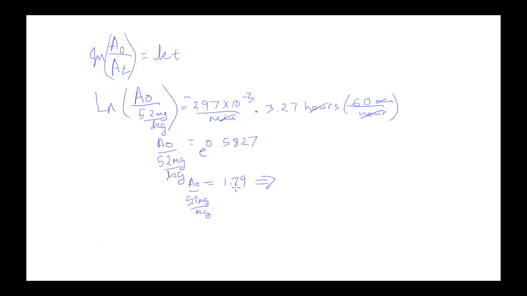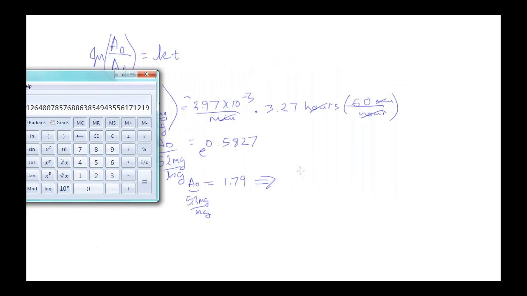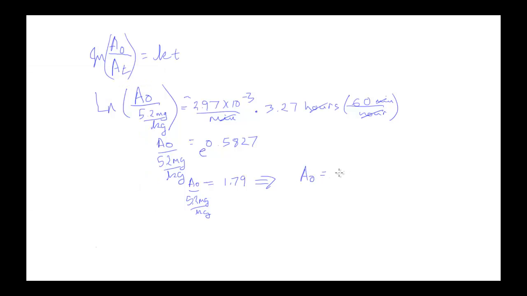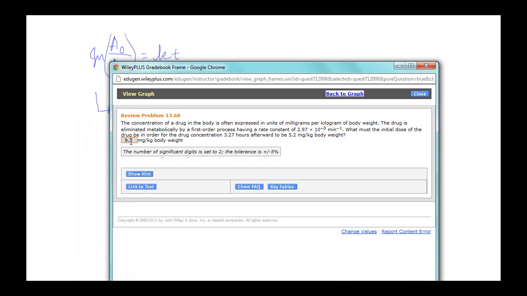So I can cross multiply: 1.79 times 5.2 equals 9.31. So A initial equals 9.31 milligrams per kilogram. Okay, and that's the answer, 9.3 milligrams per kilogram of body weight.